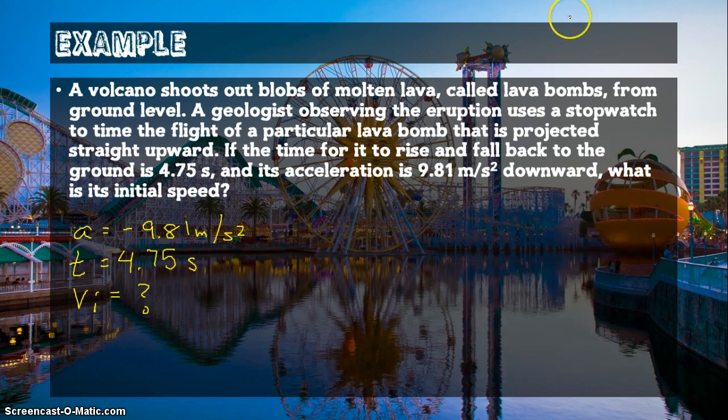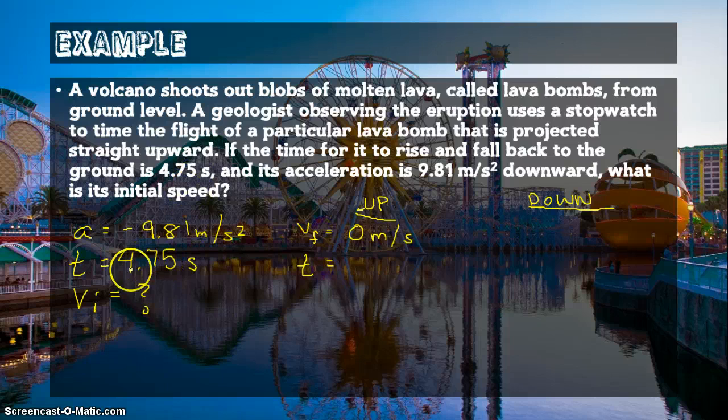So what I would do, I would consider this as two separate problems. There's the part where it's going up. There's the part where it's coming back down. On the way up, we know its final velocity is going to be 0. It's going to go up, up, up until it stops. It's going to end up with a final velocity of 0. The time it's in travel up is going to be the same as the time in travel as it comes down, right? So half the time it's going to go up, half the time it's going to come down. So let's take 4.75 divided by 2.